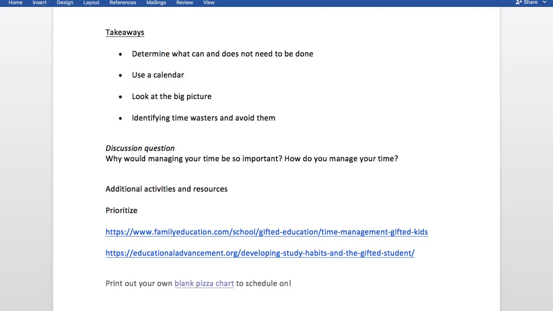And then students can talk about some personal issues that they have had with time management or working with others, or whether they feel time management is important or not. What is the value that they've placed on that? And then there's some additional activities.